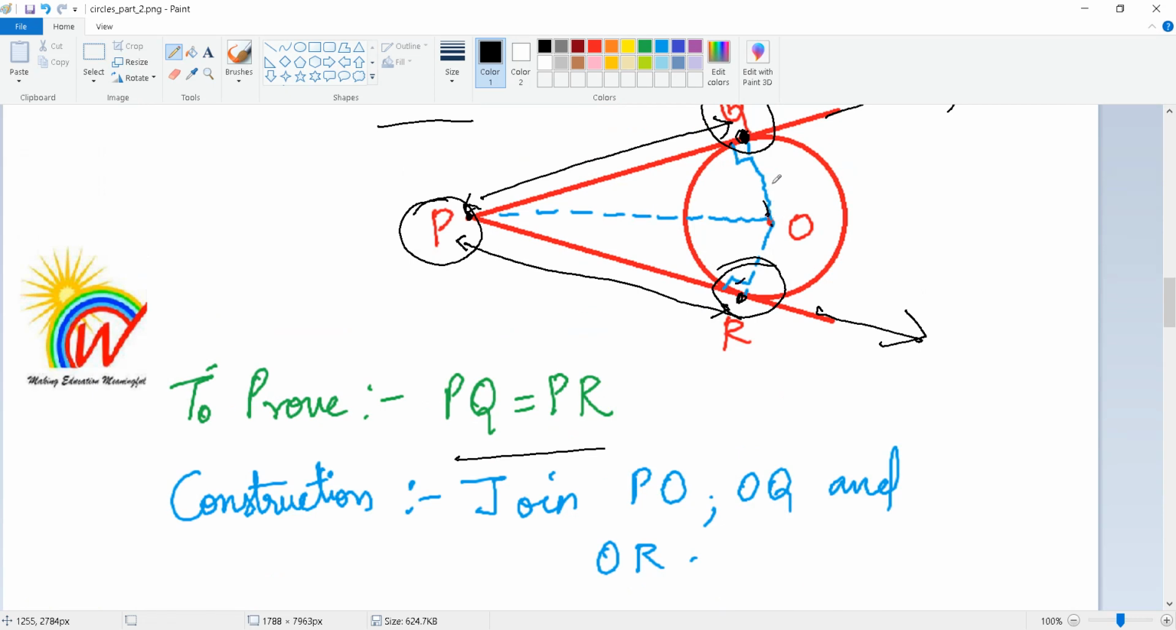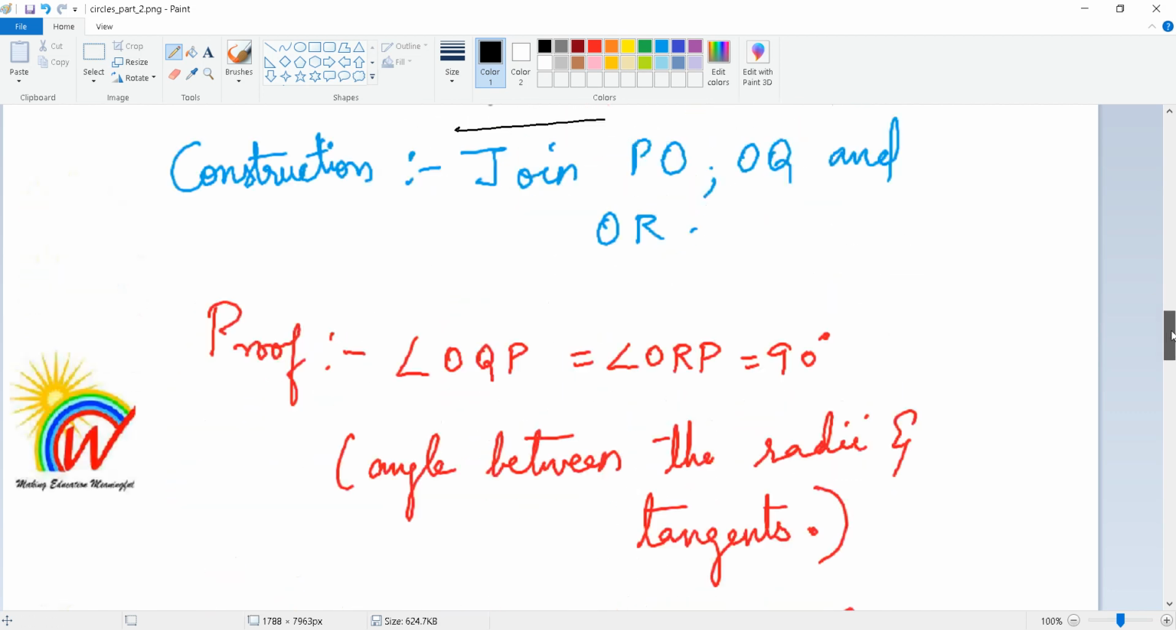Now what are OQ and OR? Can anybody guess? This is a radius, right? I hope you have guessed the answer. OQ and OR are the radii. The plural of radius is radii. So they are the radii of the circle. Now I'll come down.